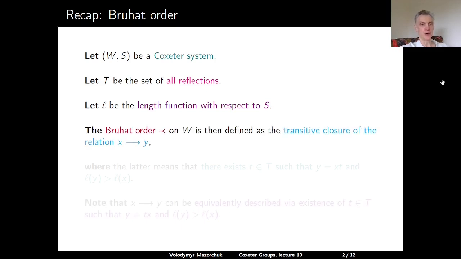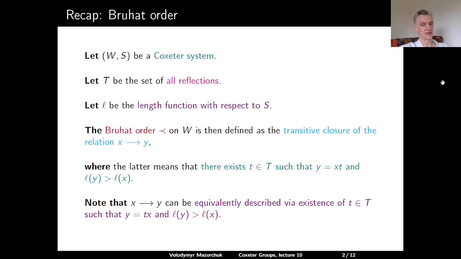The Bruhat order on W is defined as the transitive closure of the relation x → y, where this means that there exists a reflection t such that y is equal to x times t, and the length of y is strictly greater than the length of x. So here there is no left-right asymmetry. The same relation x → y can be equivalently described as: there exists a reflection, possibly a different reflection, t, such that y is equal to t times x, and L(y) is greater than L(x).